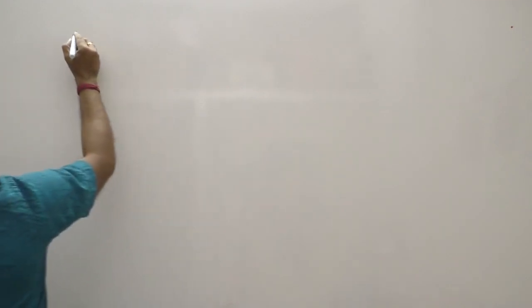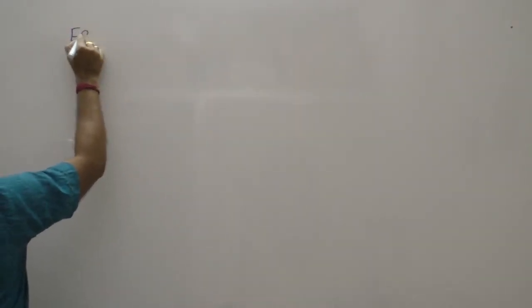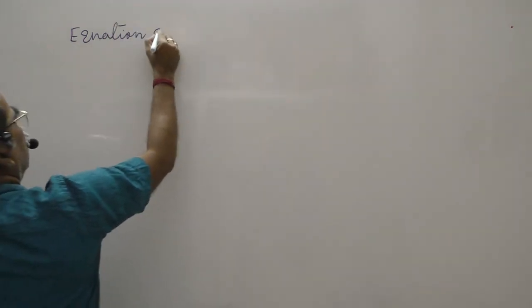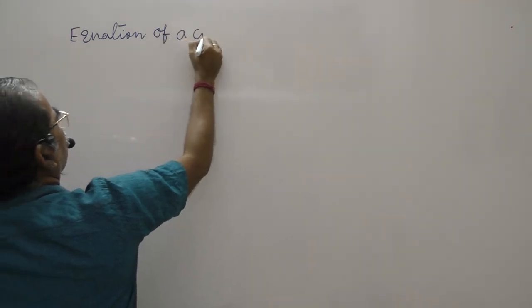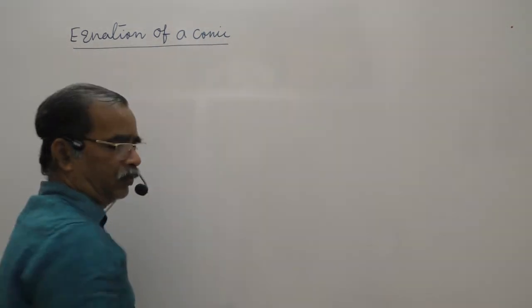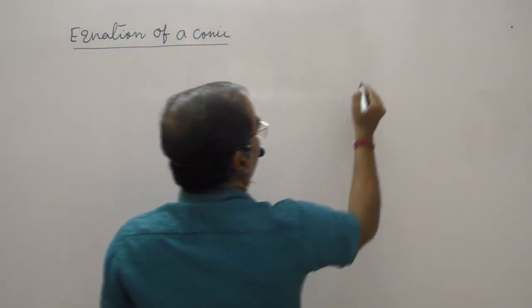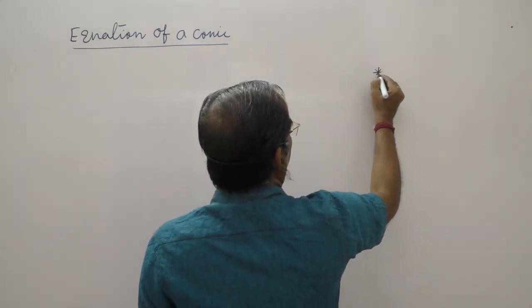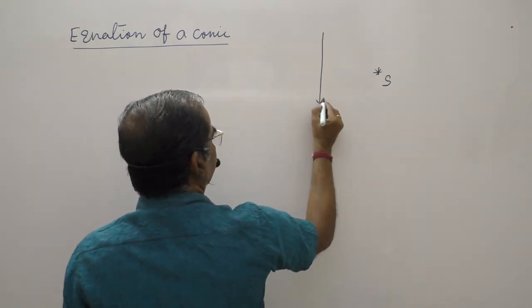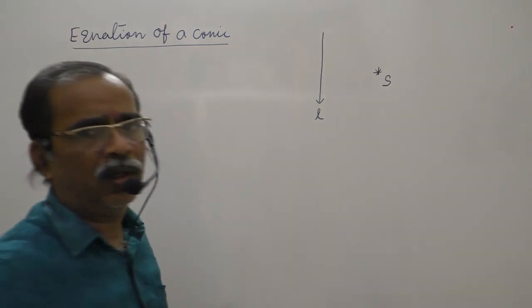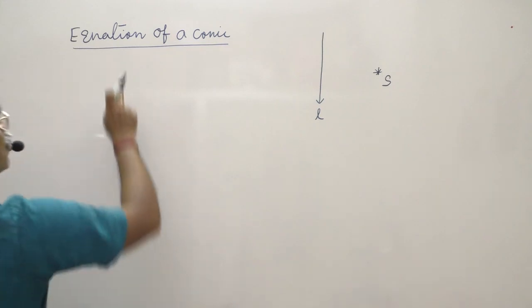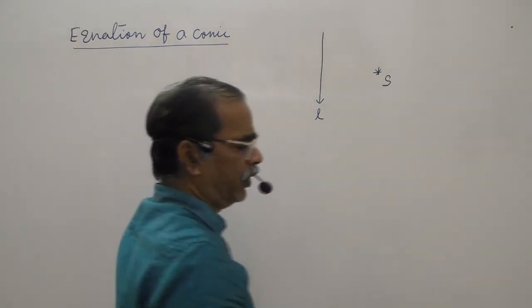Now we will see the equation of a conic. Listen now. Equation of a conic. You can say simply conic or conic section. Just now we had a definition. What is a conic? For a conic, there will be a fixed point called focus and a fixed line called directrix. According to the definition, conic is a locus. So I am finding the equation of a conic.